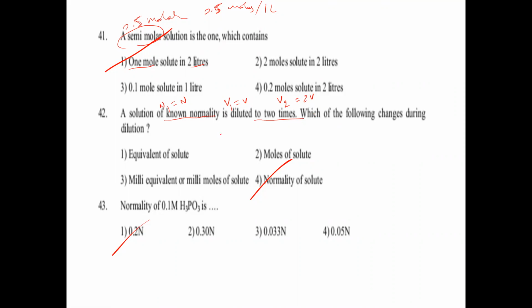Which of the following changes during dilution? When you dilute, what happens now? Normality N1 V1 is equal to N2 V2, na, formula. So from this formula, here normality will change. This final normality will be changed here.